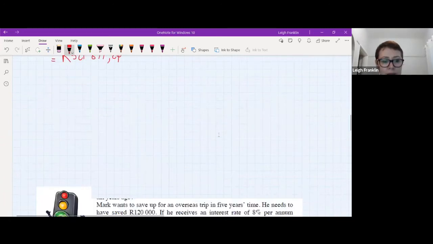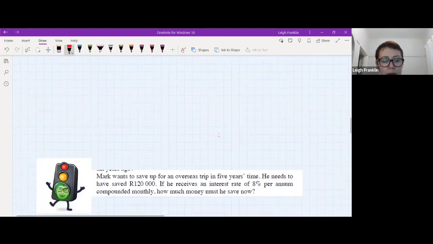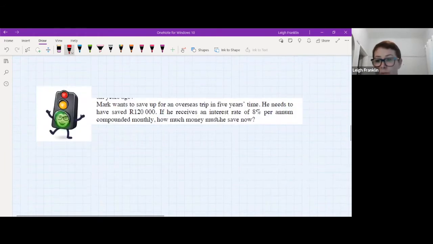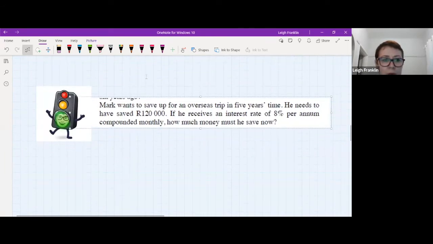Okay, so that one was nice and easy. Let's have a look at something that's a little bit different now. Here's Mark, and he wants to save up for an overseas trip in 5 years' time. So he needs to have saved 120,000 Rand. If he receives an interest rate of 8% per annum compounded monthly, how much money must he save now?